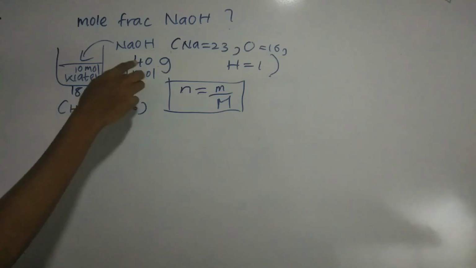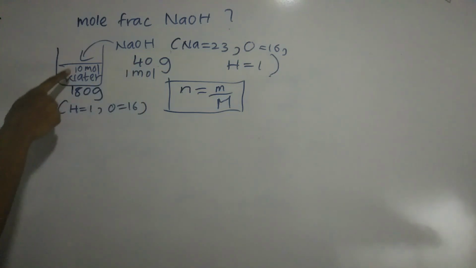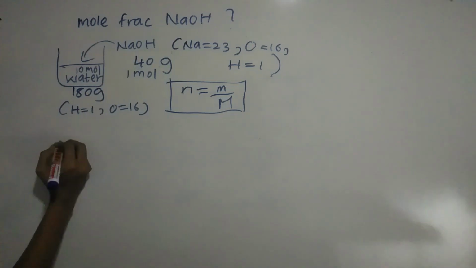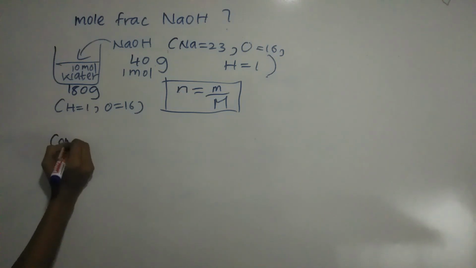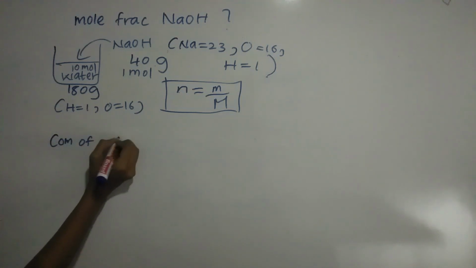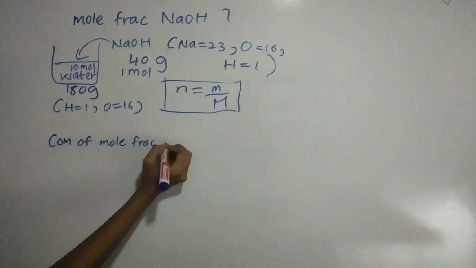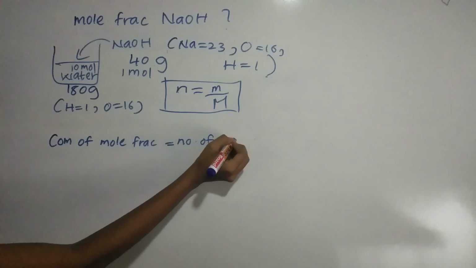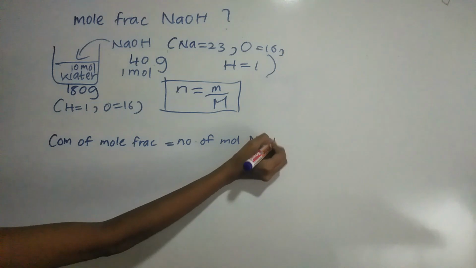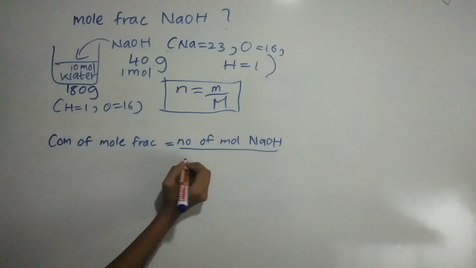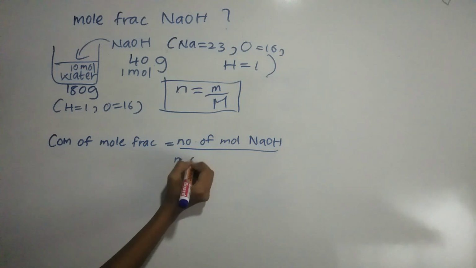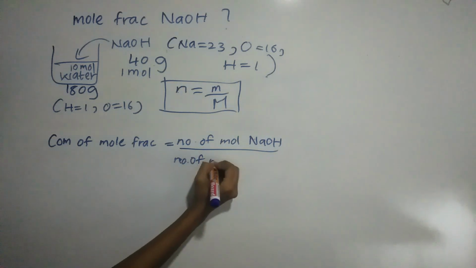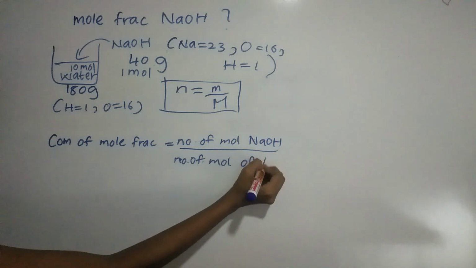Okay, now we have found the number of moles of sodium hydroxide and the number of moles of water. We have to find the mole fraction of sodium hydroxide. Mole fraction equals the number of moles of sodium hydroxide over the number of moles of the solution.